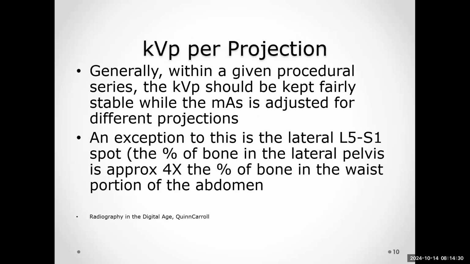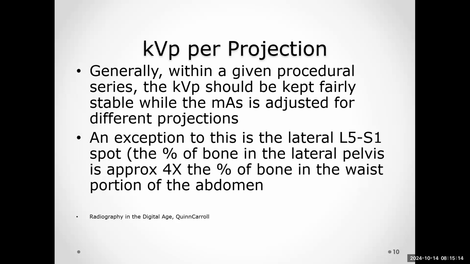Generally, within a given procedural series, the kVp should be kept fairly stable while the mAs is adjusted for different projections. What that's talking about is, in general, you'll have kVp ranges, and you're going to see in your lab manual this week a chart that gives you general kVp ranges for different body parts. Then as we change the thickness of the part, or if the patient has certain pathological conditions, we usually adjust the mAs, depending on that.